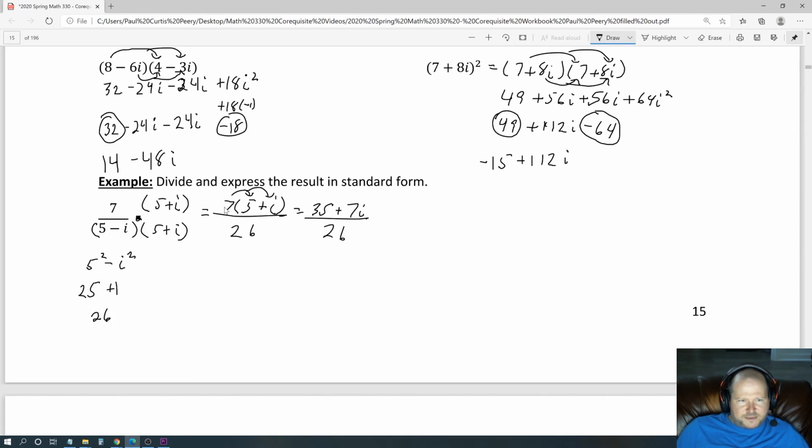And the way you know that is because when I had it all factored out in the previous step over here, there's nothing that I can divide into a 7 and a 26 but a 1. The GCF is 1, so you're done at that point. So by looking at it in the factored form, we know that it will not simplify further.